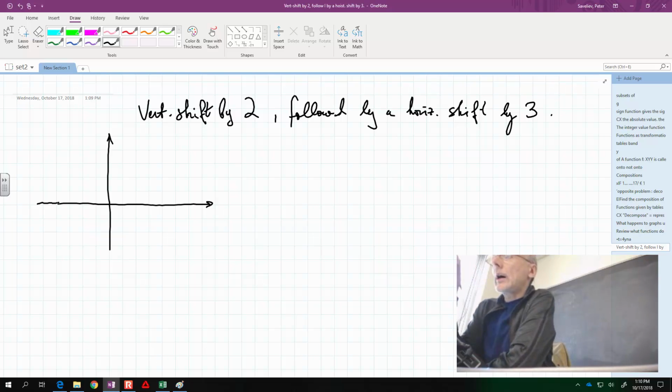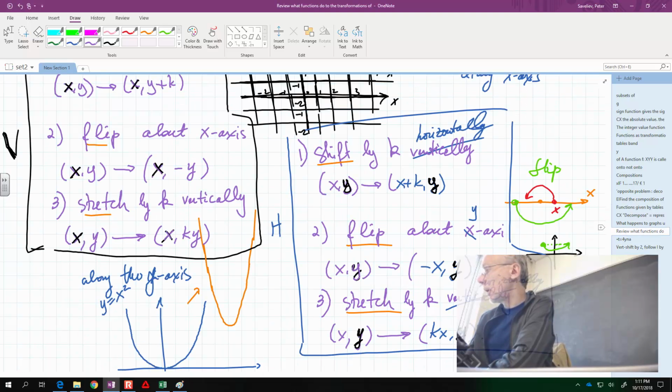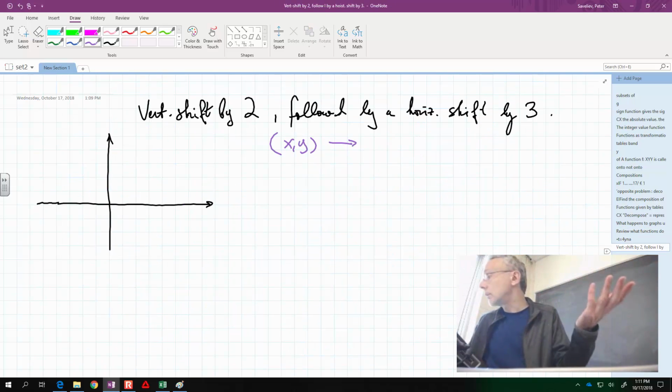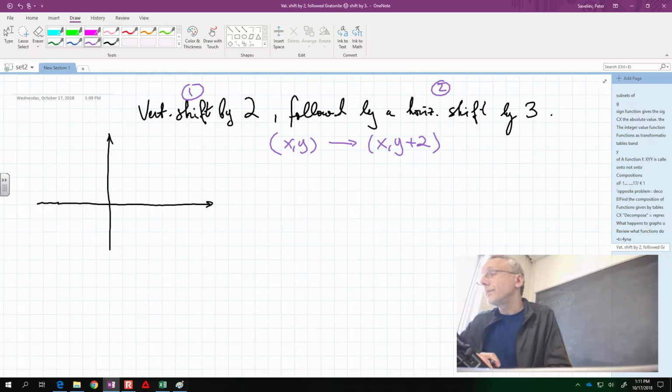So you don't have to imagine the whole thing at once, but rather I suggest early on, write it up in the algebraic sense, and then follow where a generic point goes. So you have point x, y. Under the first transformation, we take a look back at the list. Vertical shift by 2, as you can see over there at the top: y goes up by 2. So it becomes x, y plus 2. That's the first one. Vertical shift, x remains the same, y grows by 2.